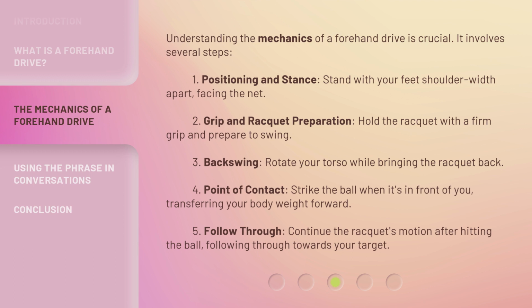3. Backswing. Rotate your torso while bringing the racket back. 4. Point of contact. Strike the ball when it's in front of you, transferring your body weight forward. 5. Follow through. Continue the racket's motion after hitting the ball, following through towards your target.